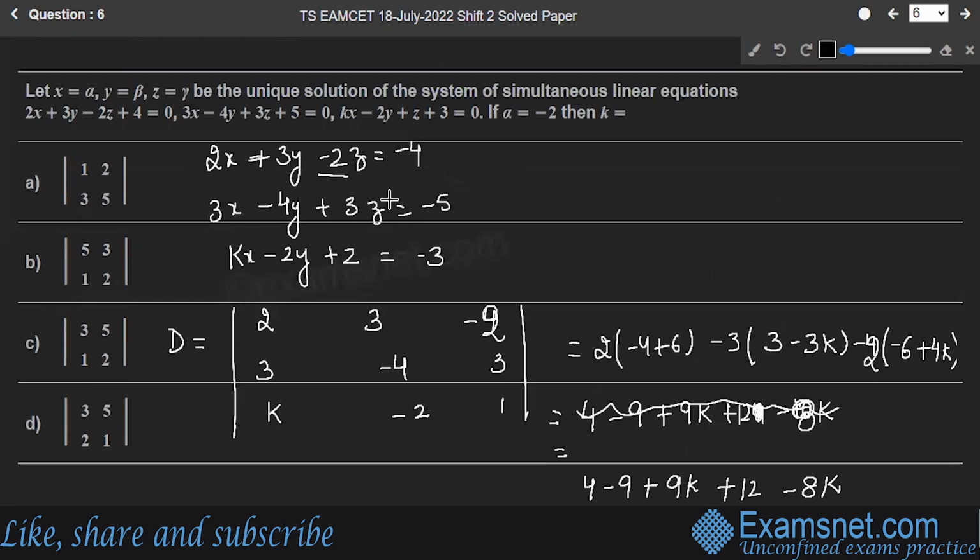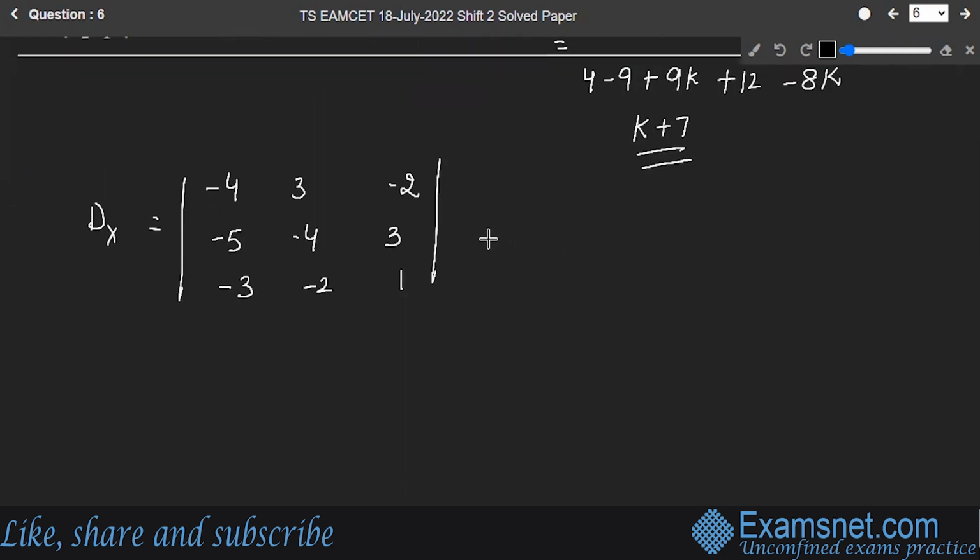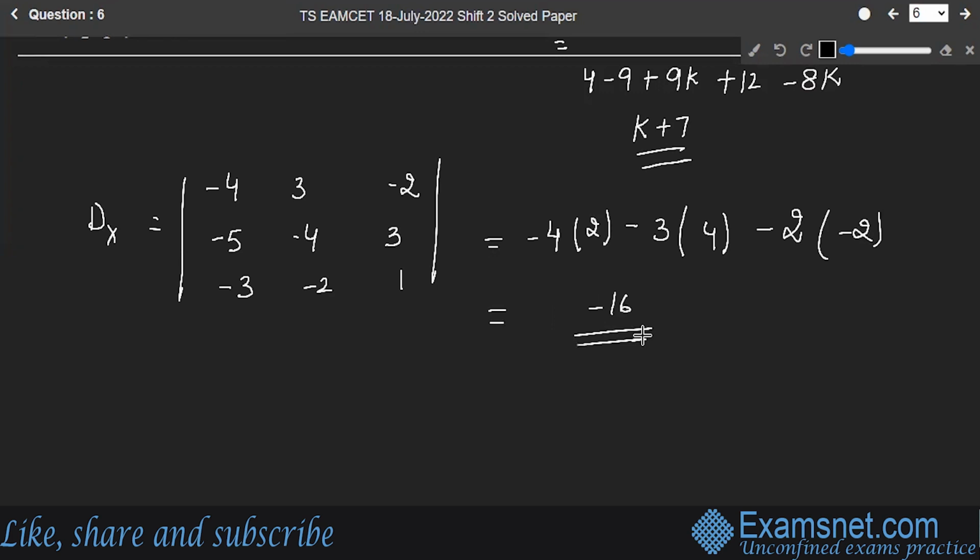Next. Okay. So next is Dx, which can be written as determinant of minus 4, 3, minus 2, minus 5, minus 4, 3, minus 3, minus 2, and 1. Okay. So let's find out a determinant in this case also. This will be minus 4 into minus 4 plus 6, which will be 2. Minus 3 into minus 5 plus 9, which is equal to 4. Minus 2 into minus 10 minus 12, and this will be minus 2. Okay. So this comes out to be minus 16.